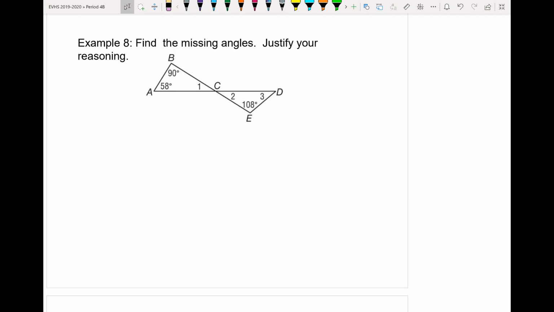All right. Find the missing angles. We're going to start with 1, 2, or 3? 1. Why 1? Because we already have 2 angles. Yes, not because it's number 1, but because it's one we can actually deal with. So measure of angle 1 plus 90 plus 58 is equal to 180.